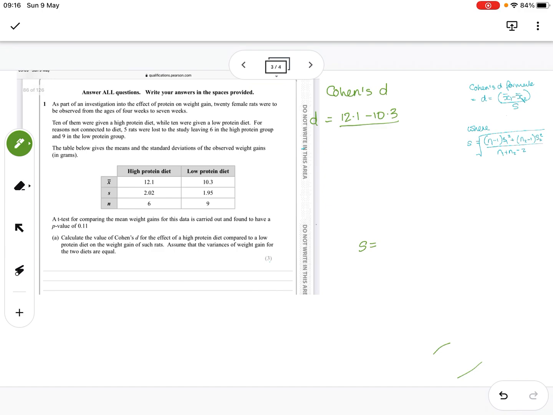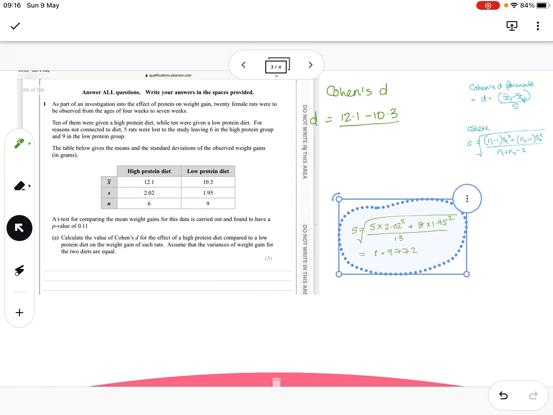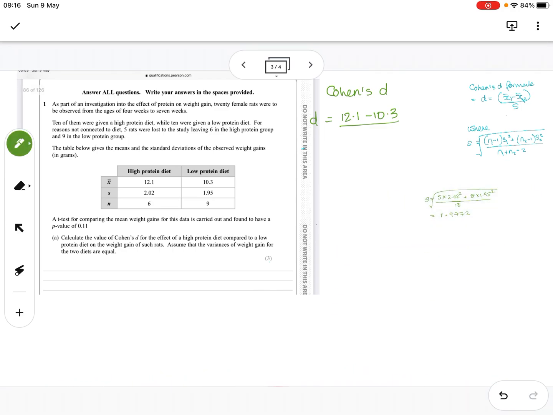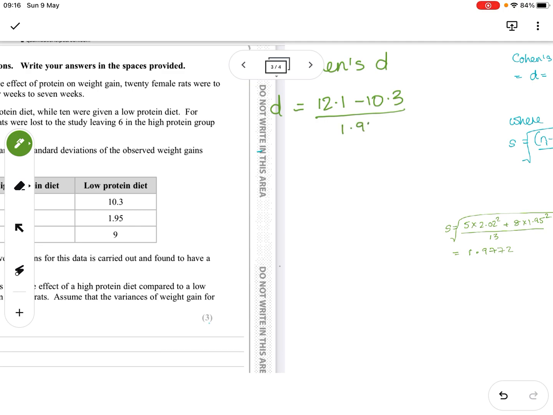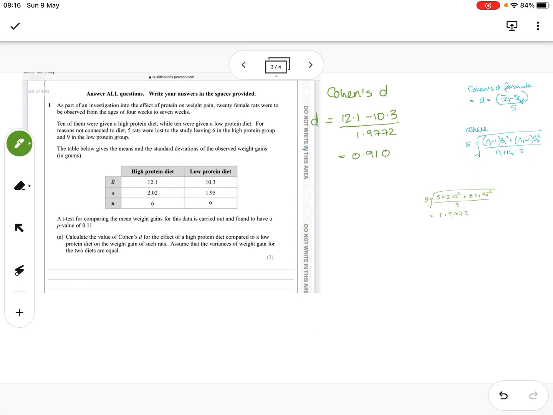So s is going to be 5 times 2.02 squared plus 8 times 1.95 squared all over 15 minus 2, which is 13, all square rooted. The answer I get is 1.9772. So that then I'm going to put over here, over 1.9772, which gives me the answer of 0.910. Okay. Right, 0.910.